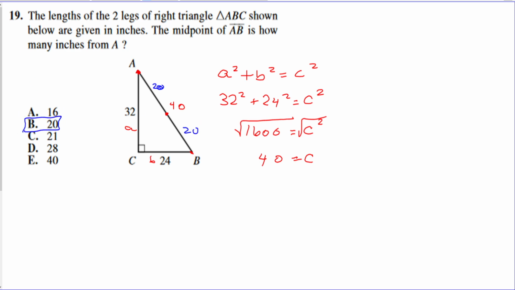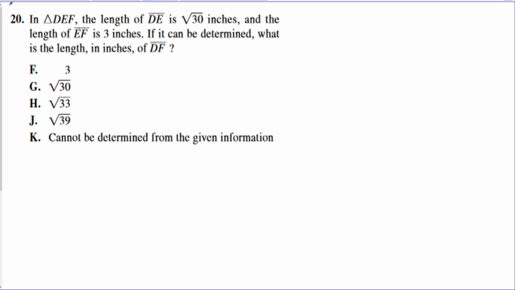Okay? All right, last problem for this video. It says in triangle DEF, the length of DE is the square root of 30 inches, and the length of EF is 3 inches. If it can be determined, what is the length in inches of segment DF? Okay, so let's just draw this real quick, and then we'll talk about why we cannot determine based on this information what the length of DF is.